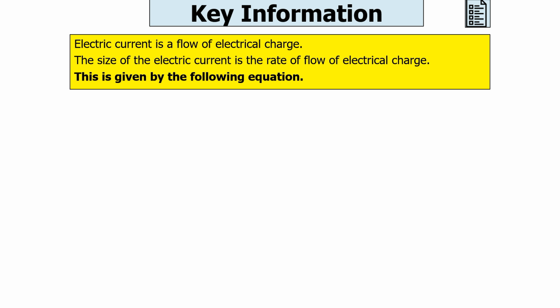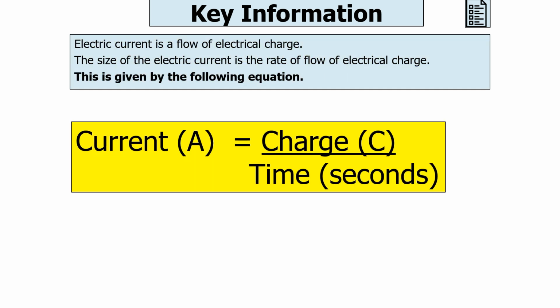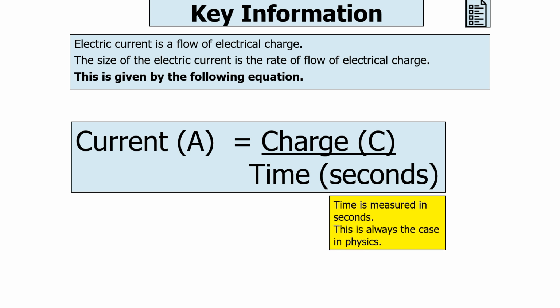Now, electrical current is a flow of electrical charge. The size of the electrical current is the rate of flow of the electrical charge, and this is given by the following equation. Current is equal to charge over time. Current is measured in amperes, charge is measured in coulombs, time is measured in seconds, which is always the case in physics.